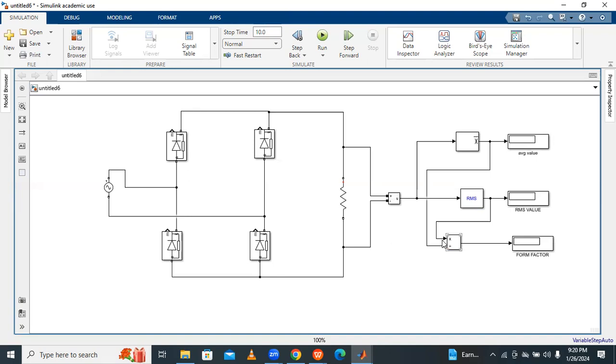Okay, first one, RMS value by average value. Connect after RMS, and then divide by average. RMS value by average value is called form factor. Next, ripple factor.